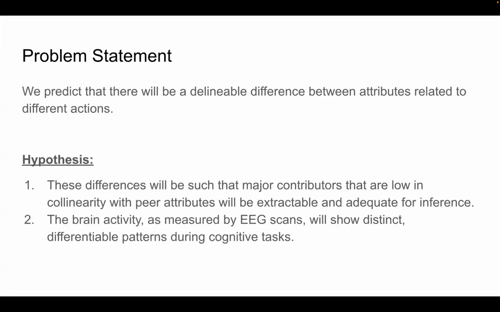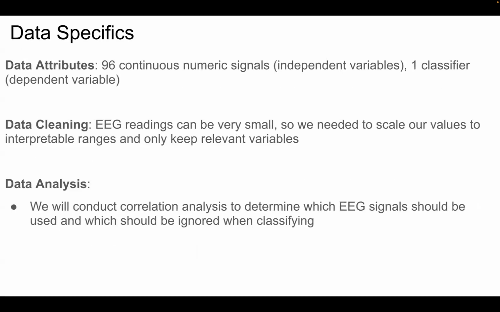For our problem statement, we predicted that there will be a delineable difference between attributes related to different actions. And the hypothesis which we tested is that there will be differences in our attributes, which will make some attributes more useful to our prediction than others. And the brain activity will have distinct patterns that will allow us to classify it into multiple groups.